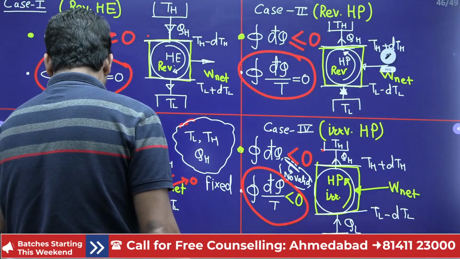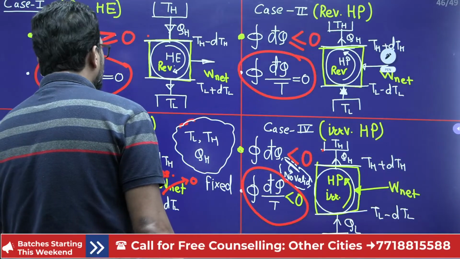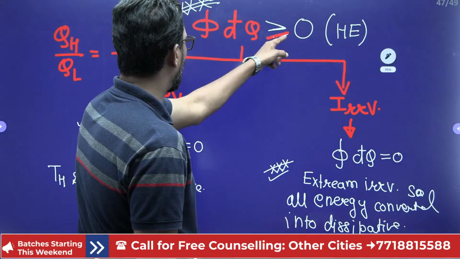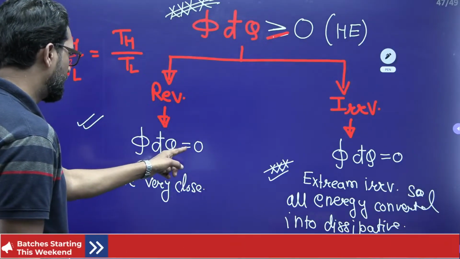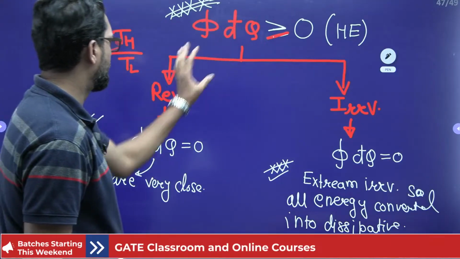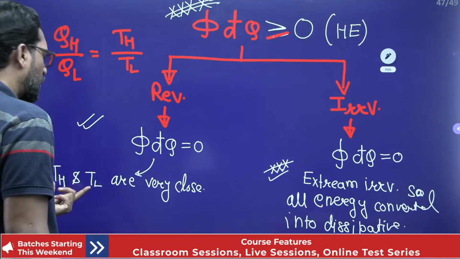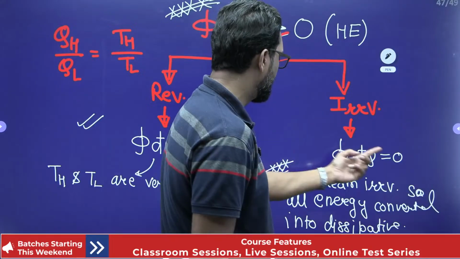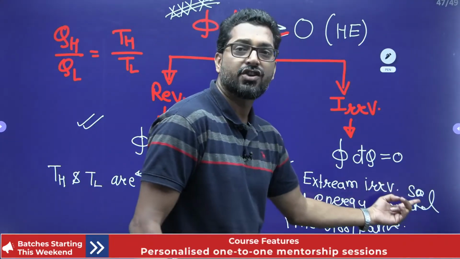Now we also take a look at what is meant by this equality. This equality will hold during the reversible process, when they are very close, and in the irreversible process this inequality holds for the extreme of irreversibility.